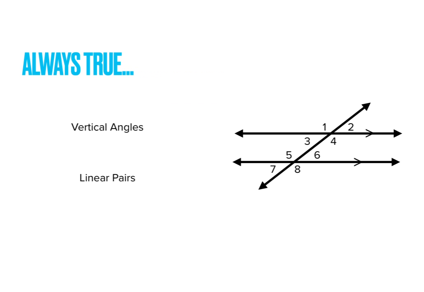Again, what's always true? Vertical angles are always congruent. It doesn't matter whether or not the lines are parallel. Linear pairs are always supplementary. It does not depend on lines being parallel.